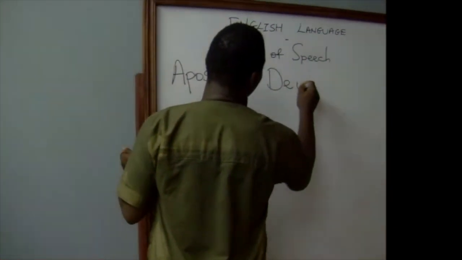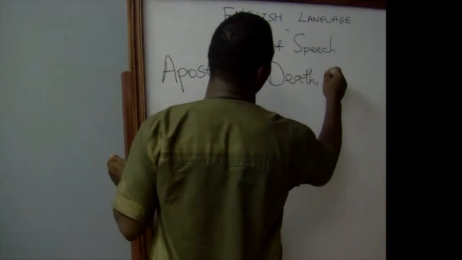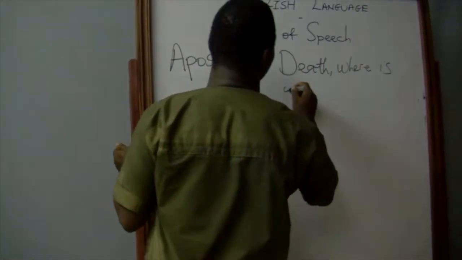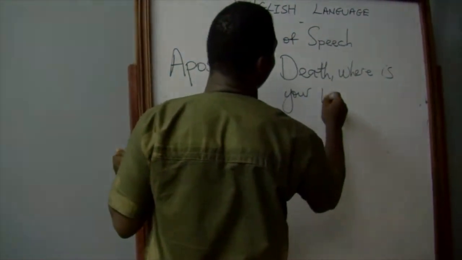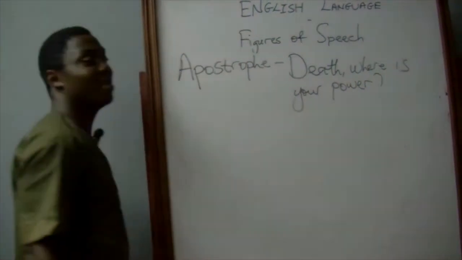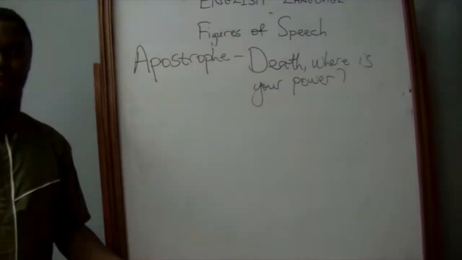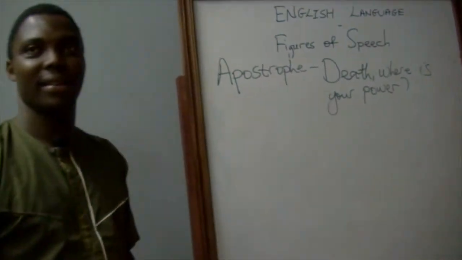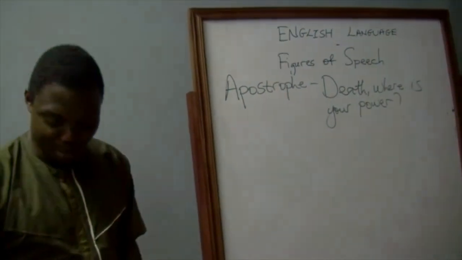Death, where is your power? By God's grace, death is not here. But you are addressing it as if it were here. That is the meaning of apostrophe.